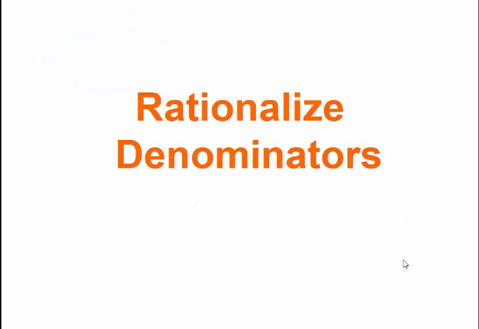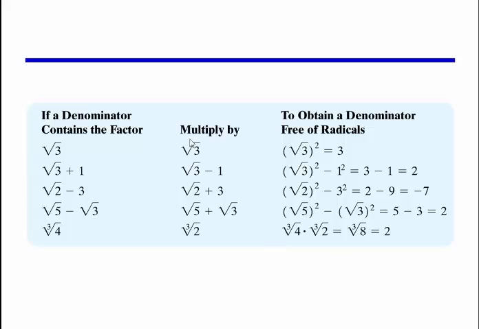The next thing is rationalizing denominators. So here are some rules that we can use to rationalize denominators. If it's the square root of 3, you multiply by the square root of 3. If it's the square root of 3 plus 1, you multiply by the square root of 3 minus 1, and this is a conjugate. Square root of 2 minus 3, so it's square root of 2 plus 3. And you can see the different ones.